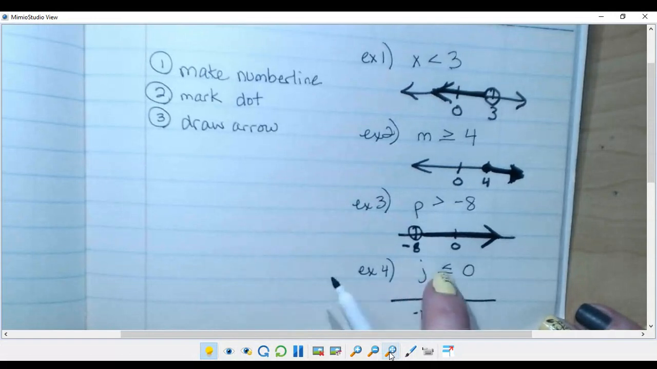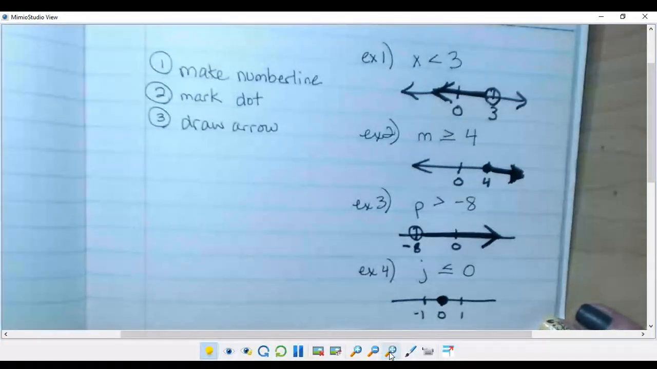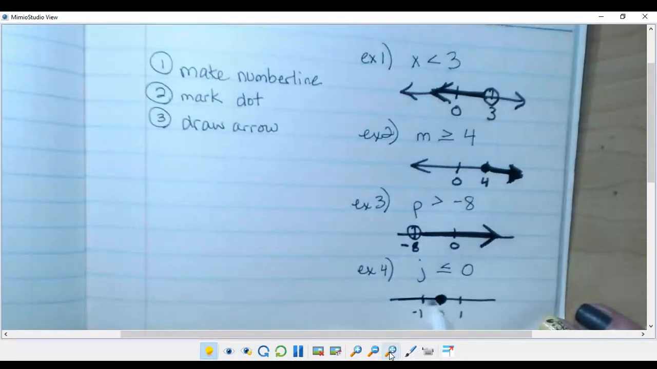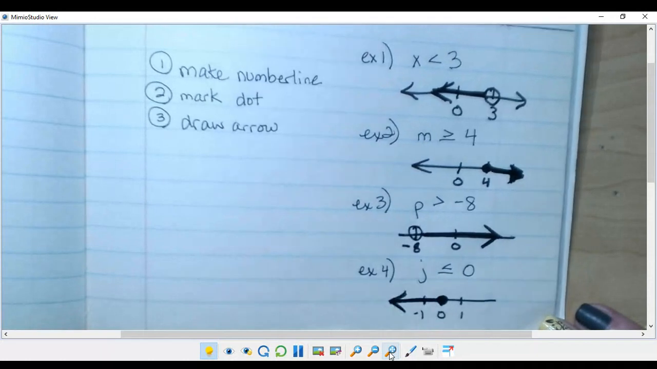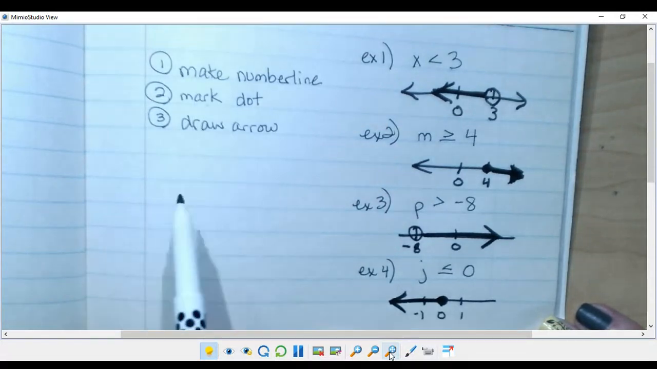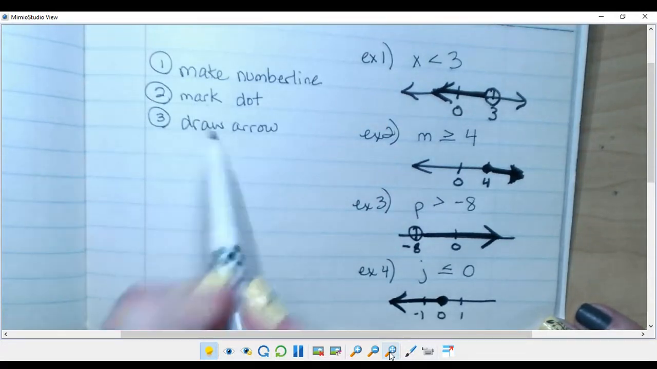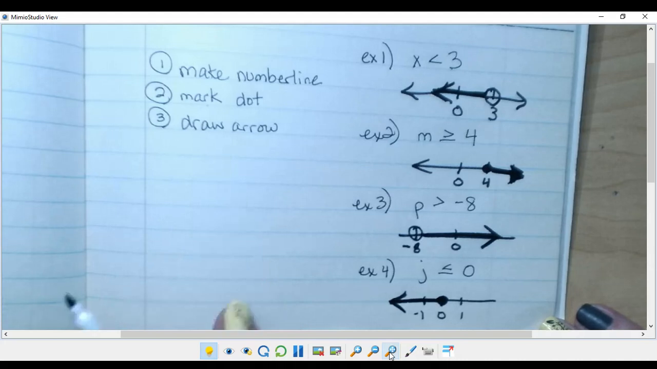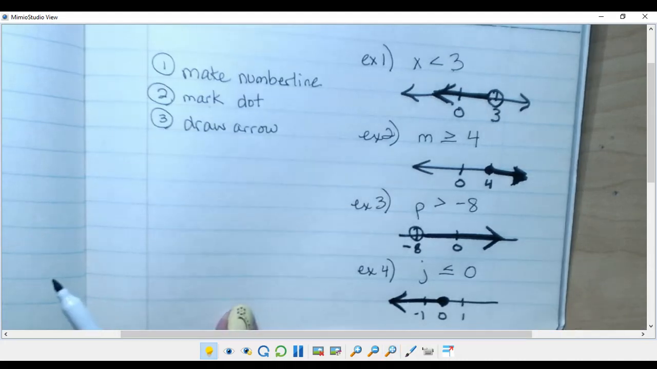And then I want all the things smaller than 0. Okay, kindergartner, what are things smaller than 0? -1, -2, -3. Well, they're all down here. So there we go. That's all there is to it. Every single one of these, make the number line, decide on your dot, decide on your arrow. Tomorrow, we will roll this in and combine it with solving inequalities.